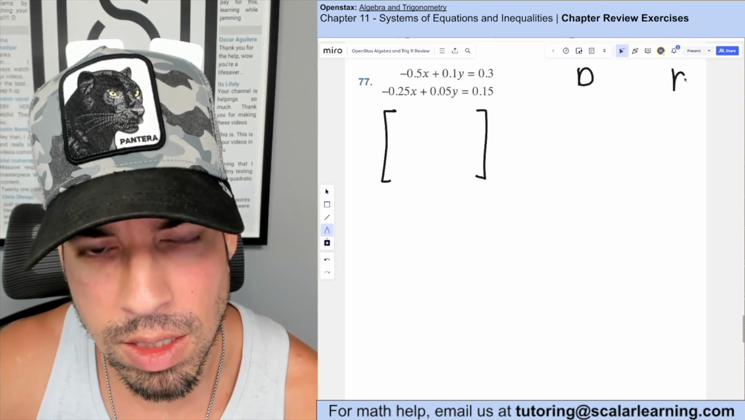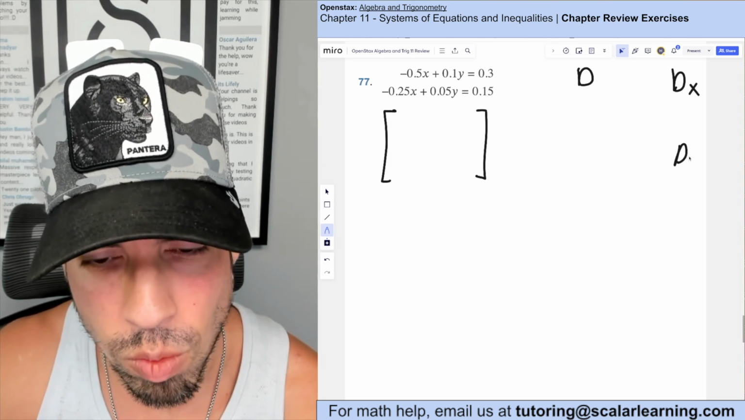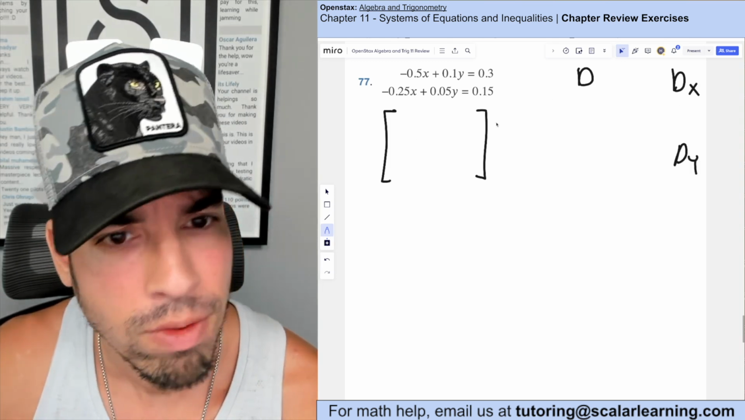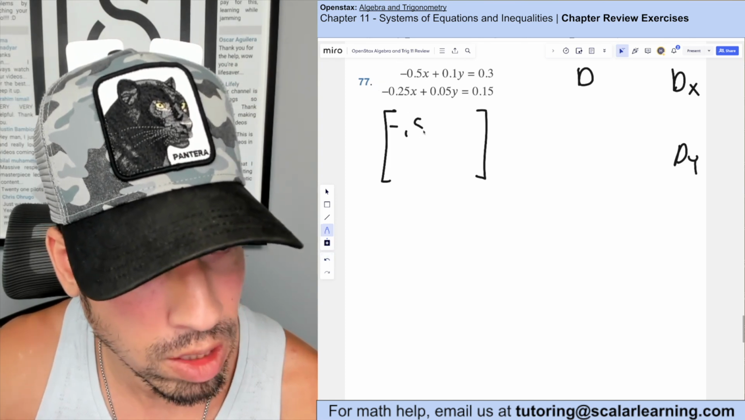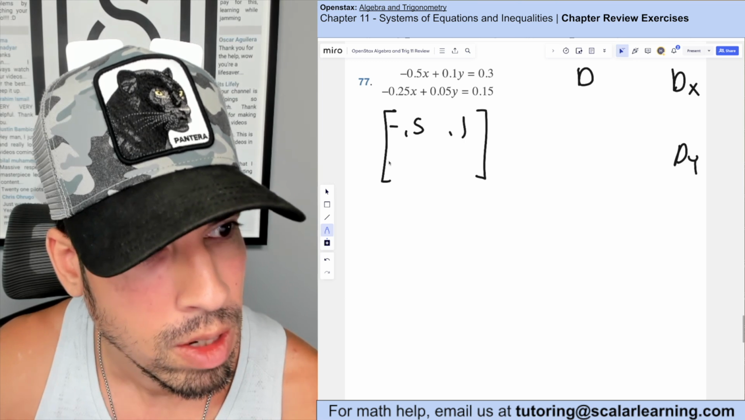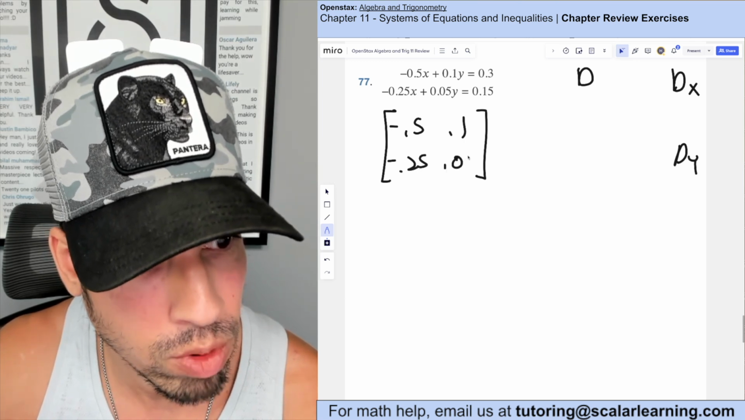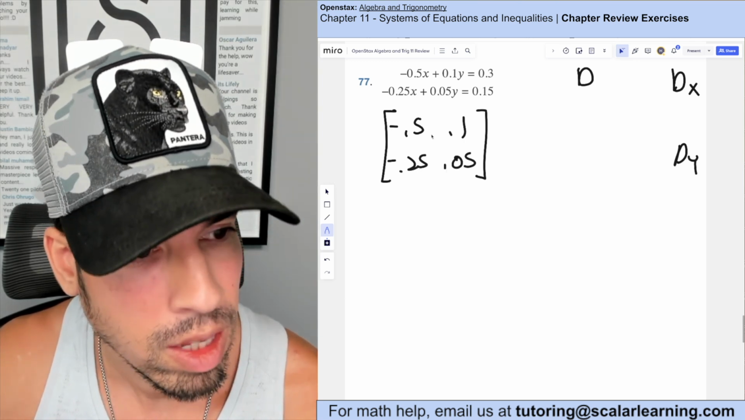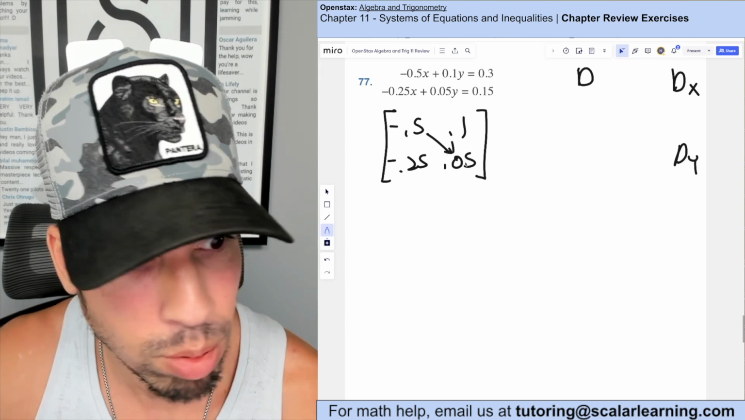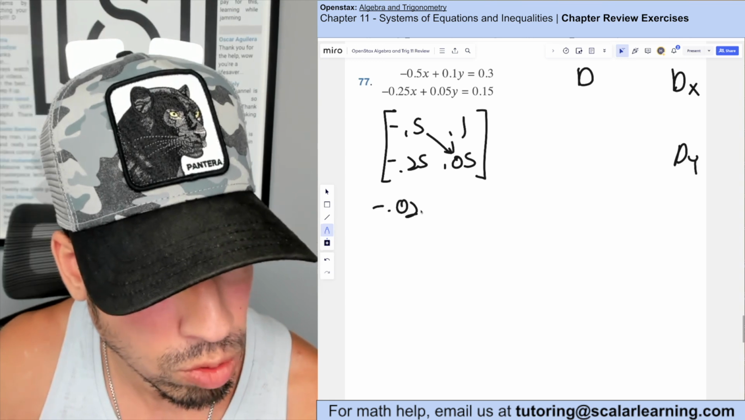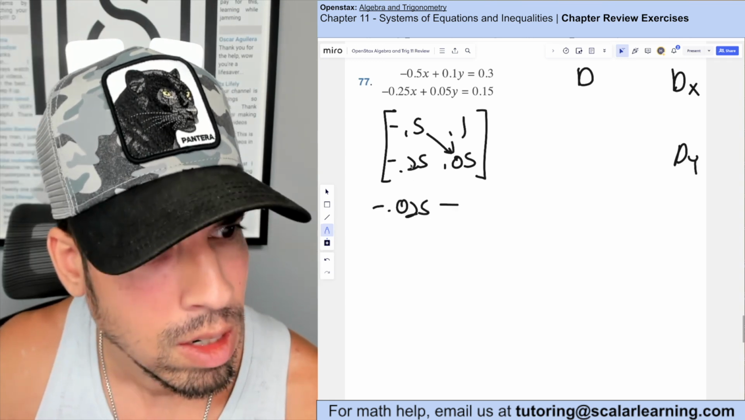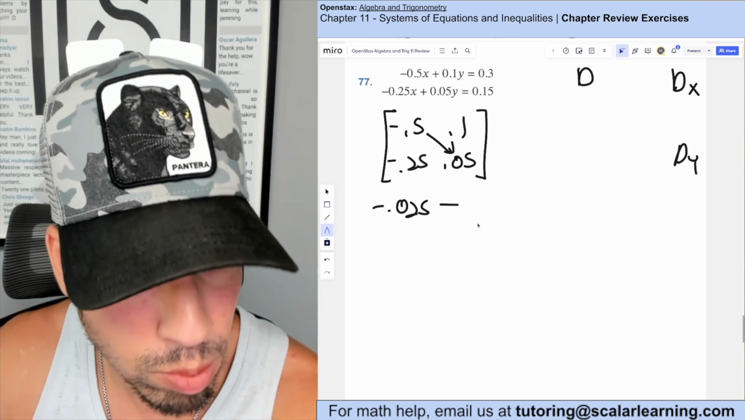we're going to set up the matrices to calculate the determinants, and we need d, dx, and dy. So I'm going to show you how to do that now. First, to get the main determinant, we're going to put these coefficients into the matrix: negative 0.5, 0.1, negative 0.25, and 0.05.